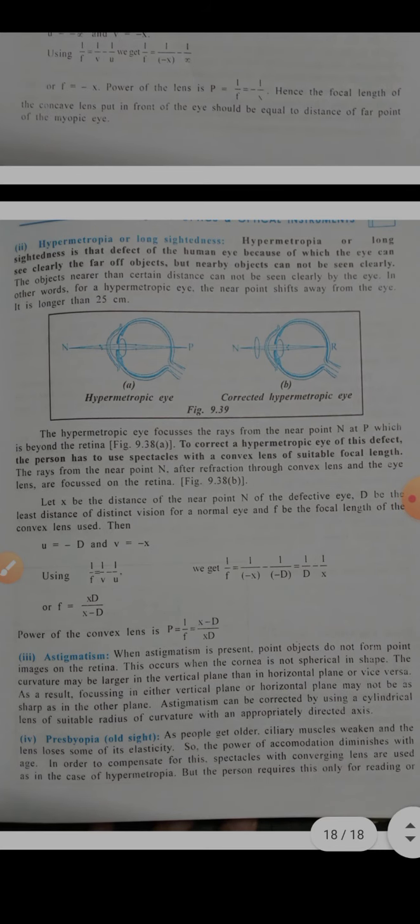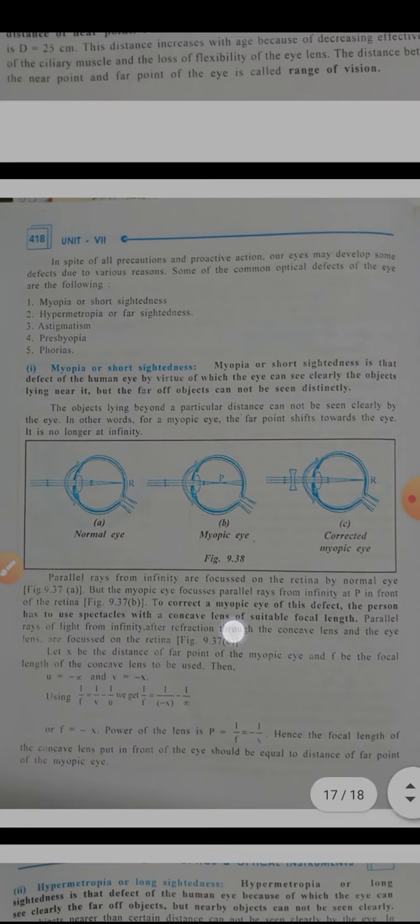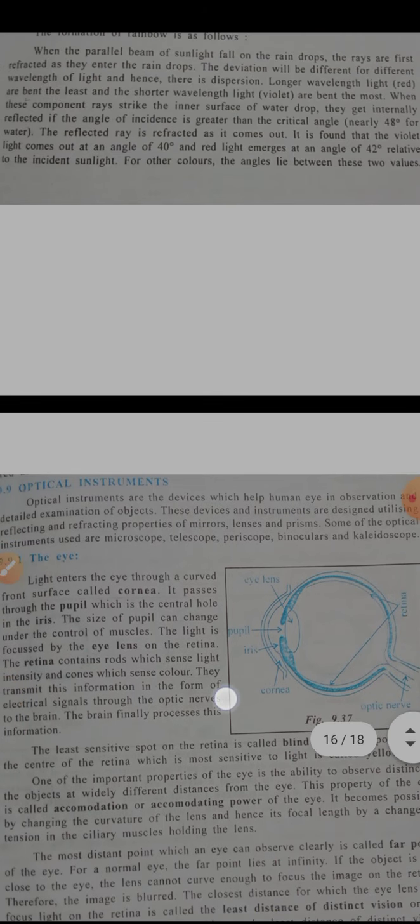Some other defects are there, like astigmatism and presbyopia, or old sight. Old sight means that as people get older, their muscles weaken, and because of the weakened muscles, defects come to them with old age. By using certain lenses, we can correct their defect also. And this is about optics and optical instruments.